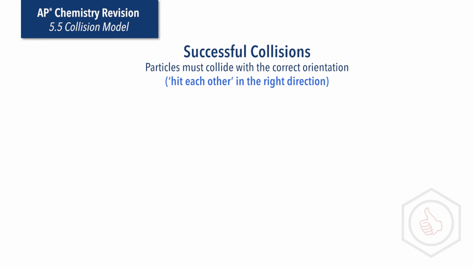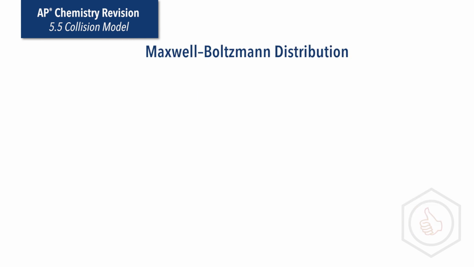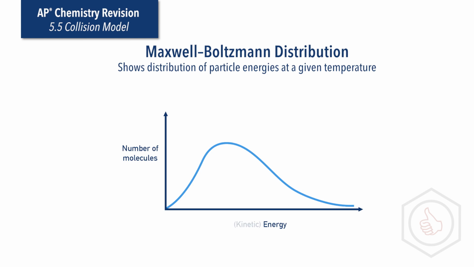Only a small fraction of collisions between particles have enough energy and the correct alignment. This is why reaction rates are usually much slower than the total number of collisions per second for given particles. A Maxwell-Boltzmann distribution curve describes the distribution of particle energies at a given temperature. This distribution can be used to visualize the fraction of collisions with sufficient energy that lead to a reaction in the mixture, and also how that fraction depends on temperature.